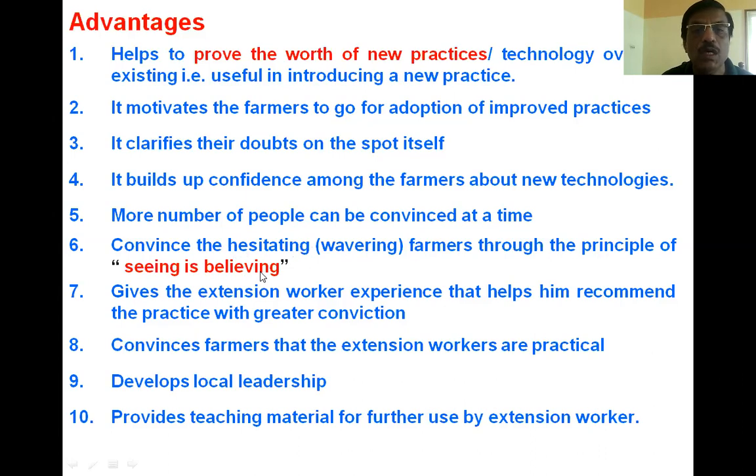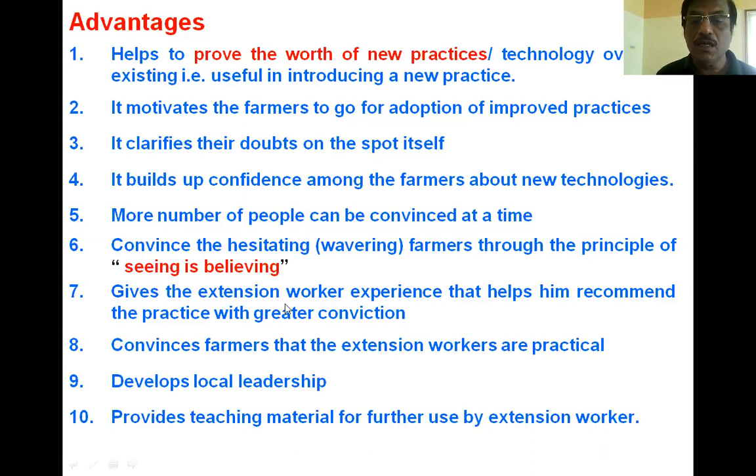See, this is more important. This method is based on the principle of seeing and believing. Farmers actually see the results of the technologies in the field situation. Thereby, you can make them believe the technology by seeing it in the field situation. So this method is based on the principle of seeing and believing.